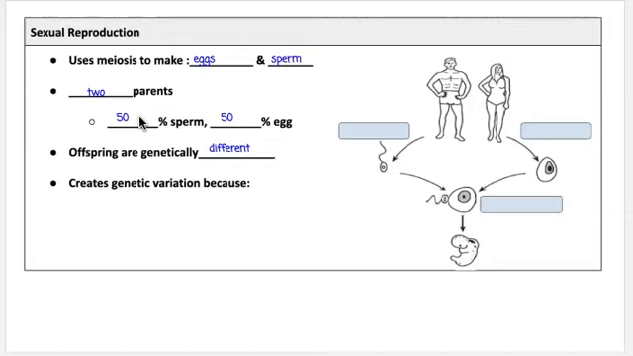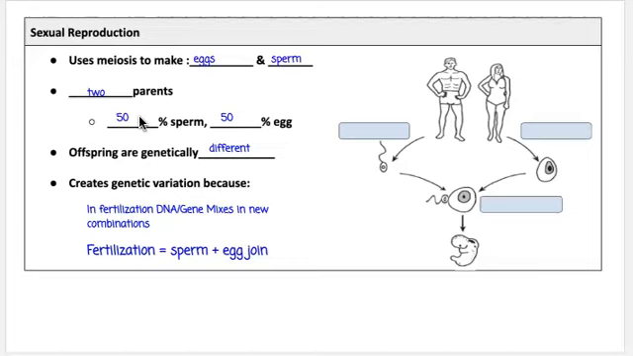This is because genetic variation is being created in this process, meaning that there are new combinations of DNA being mixed through the process of fertilization, which is when the egg and sperm join. In this diagram here, I have labeled meiosis because that's the process that makes the sperm, and that's the same process that makes the egg. Only when those two gametes join do we have the process called fertilization.